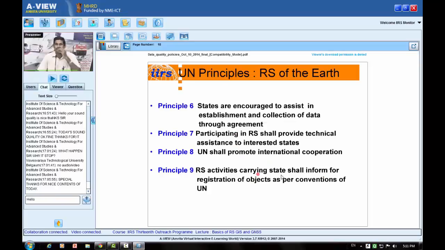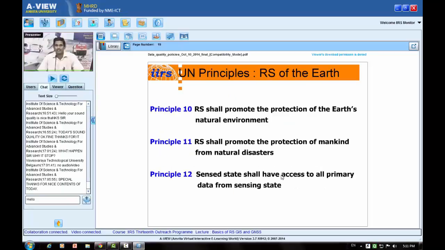So another is registration of the object. Something like you're going to launch a satellite, and that becomes an object. So that registration of objects and the slotting of those things has to be informed, taken consent from the United Nations. And then you see remote sensing shall promote and protect the Earth's natural environment, and shall promote the protection of mankind from natural disasters. Sensed state shall have access to the primary data from the sensing state.